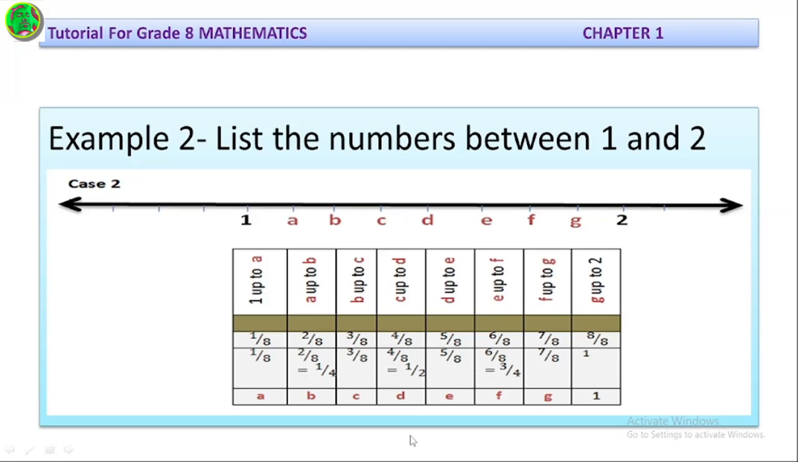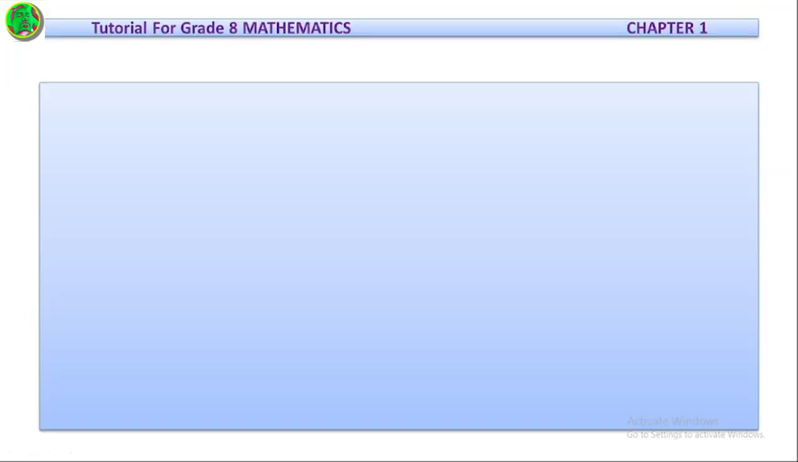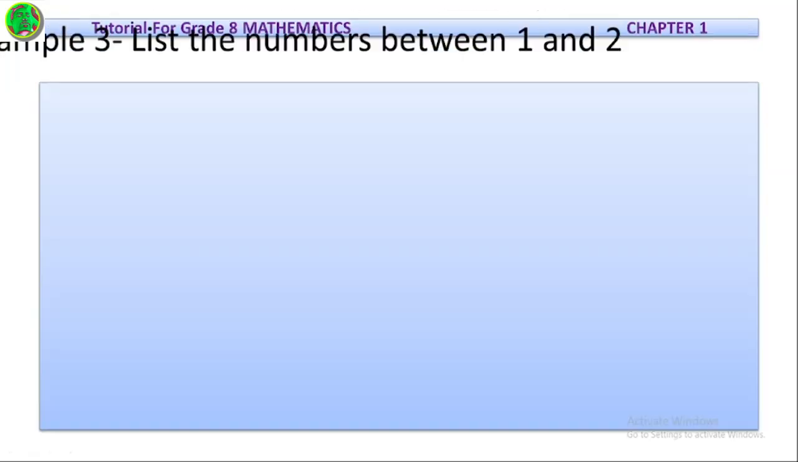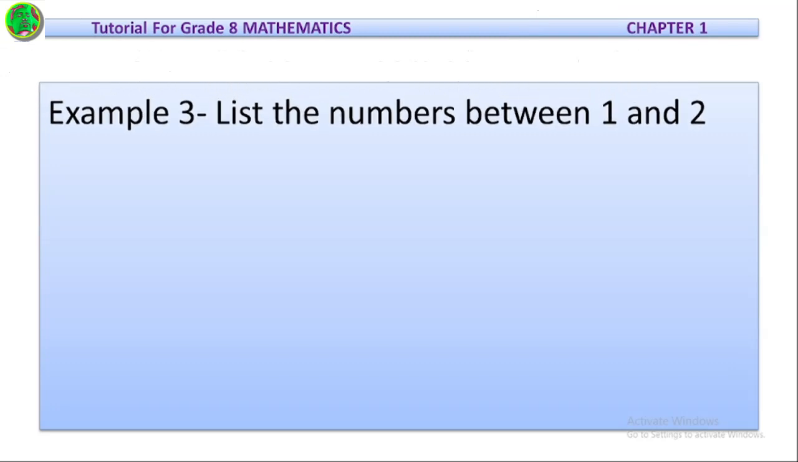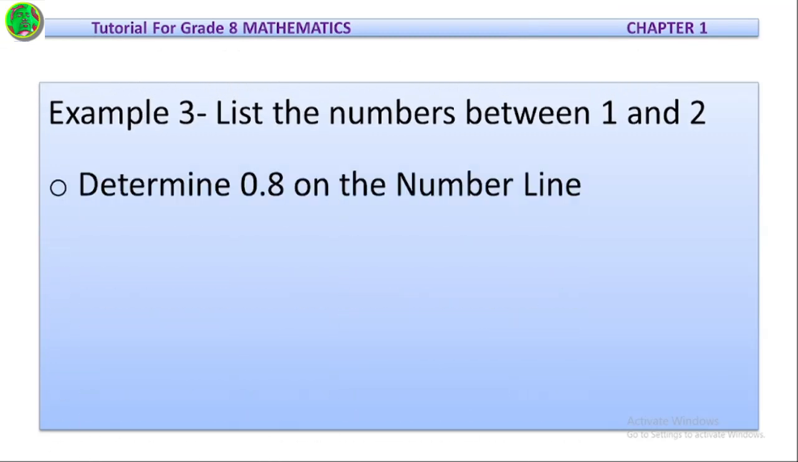To summarize, there are infinitely many rational numbers between two given consecutive rational numbers.